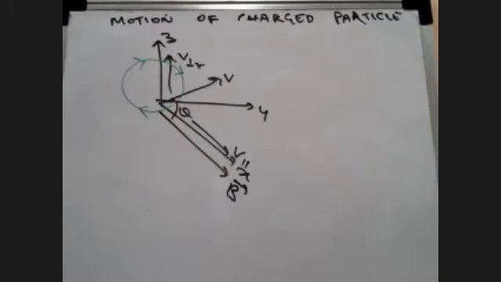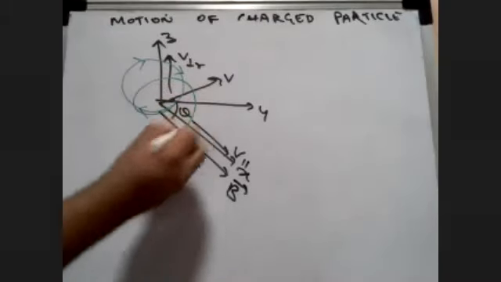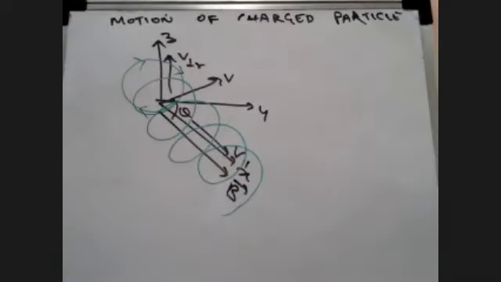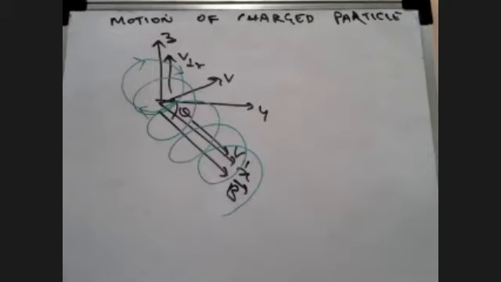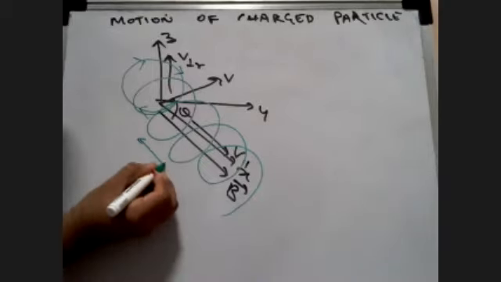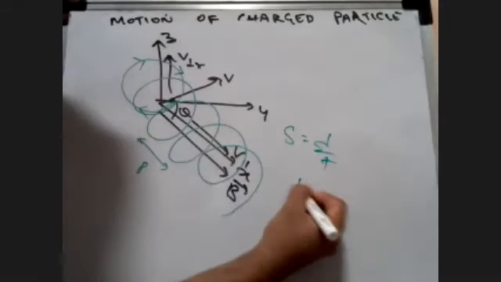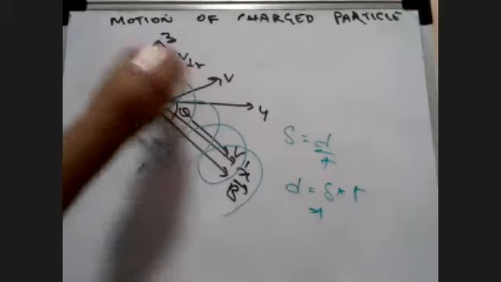And now because of v parallel, this same circle will be taken forward. Then we found out some factors related to this. The factors were simple. We found out pitch. Pitch is equal to what? Speed is equal to distance upon time. Distance is equal to speed into time. Speed here is basically V parallel, because V parallel is causing it to move forward, and we are looking at the pitch.